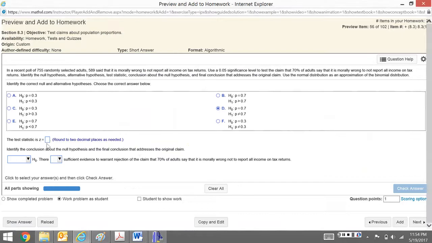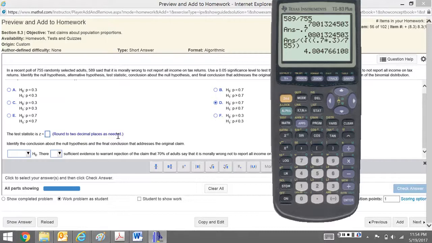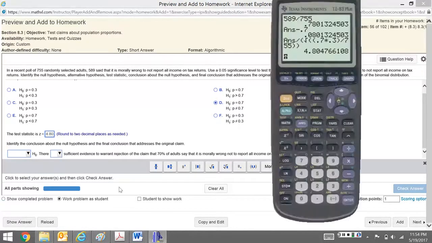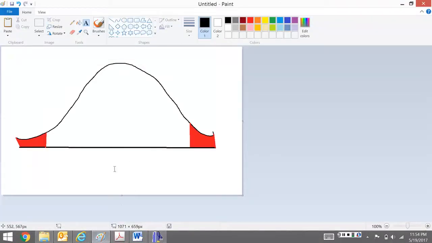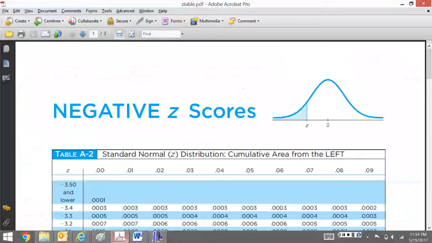So I'm going to put this in here. Let's see how many decimal places. 2, 4.80. Okay, so that's my test statistic, but now I need something to compare it to. I need my critical value. Remember, we always draw the picture. This is two-tail because we have not equal. Had we had less than or equal to, we'd only be working in one tail.